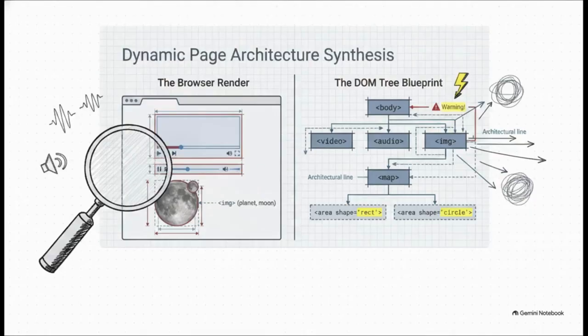Finally, Section 5, Synthesizing the Dynamic Page. We've gathered all our materials, we've learned the individual techniques, and now it's time for the visual climax of our blueprint. The Abstract Document Object Model, or DOM tree, is the browser's internal blueprint. You have the body tag holding the video, audio, and image tags. Notice that crucial architectural link connecting the image node to the map node, which holds those geometric shapes we just talked about. This invisible blueprint directly translates into the final browser render, interactive media players with their native UI, and an image fully layered with our hidden clickable regions.